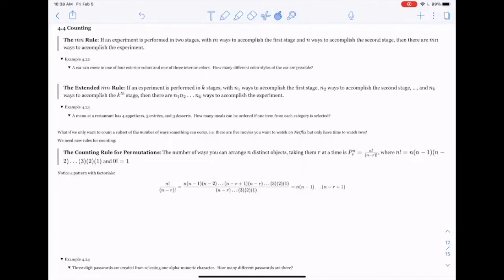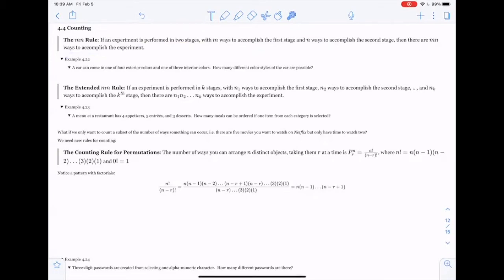Hello. In this video, we'll be talking about how to count different events. There are a few rules that we want to understand. The first of them is called the MN rule. If we have an experiment that is performed in two stages with M ways to accomplish the first stage and N ways to accomplish the second stage, then there are MN ways to accomplish the experiment.